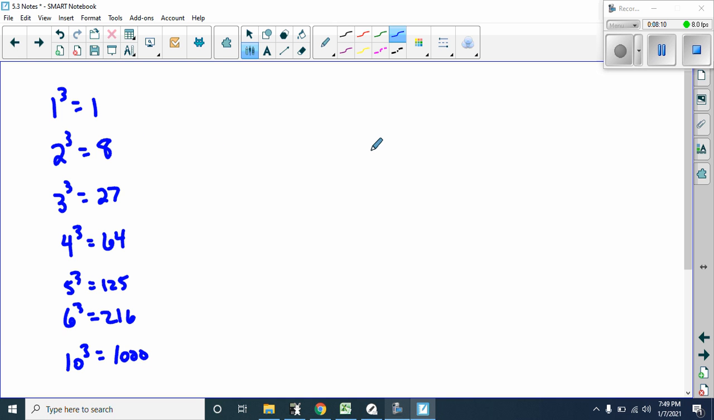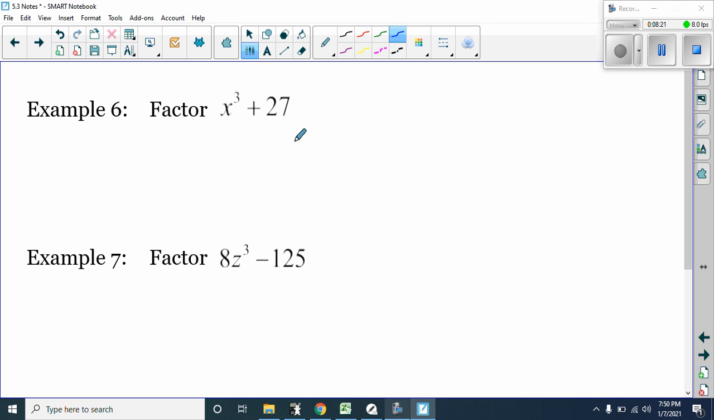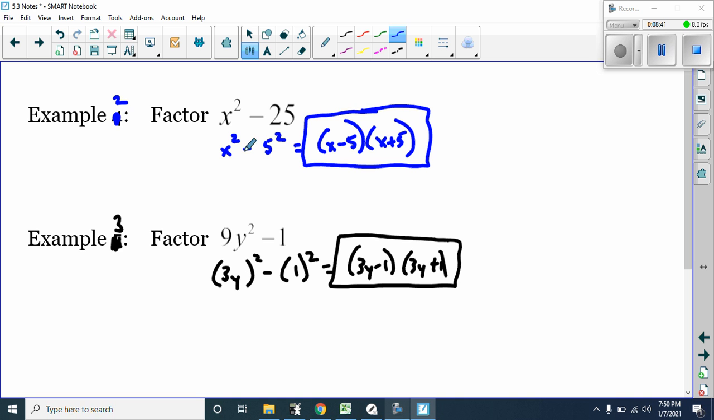So just like you see 49, and you know 49 is a perfect square right away, when you see 216 or 64 or 125, you should recognize those as perfect cubes immediately. So this one asks us to factor x cubed plus 27. So x cubed, and 27, I can rewrite that as 3 cubed. And then we're going to use the rule for sum of cubes.